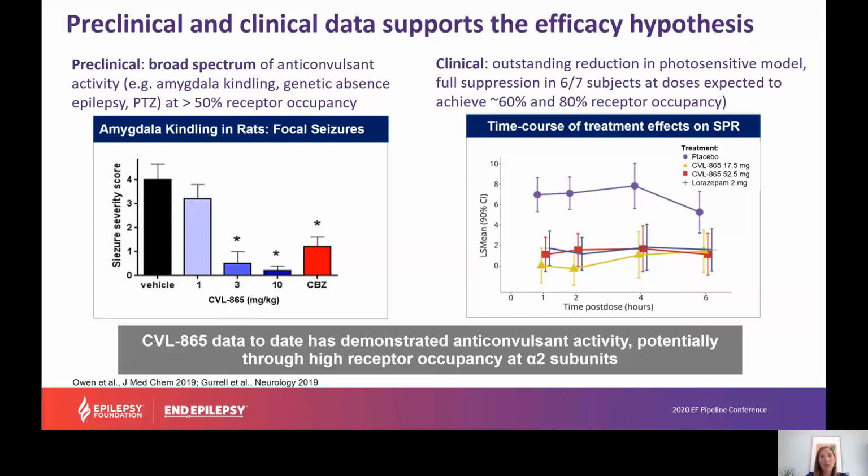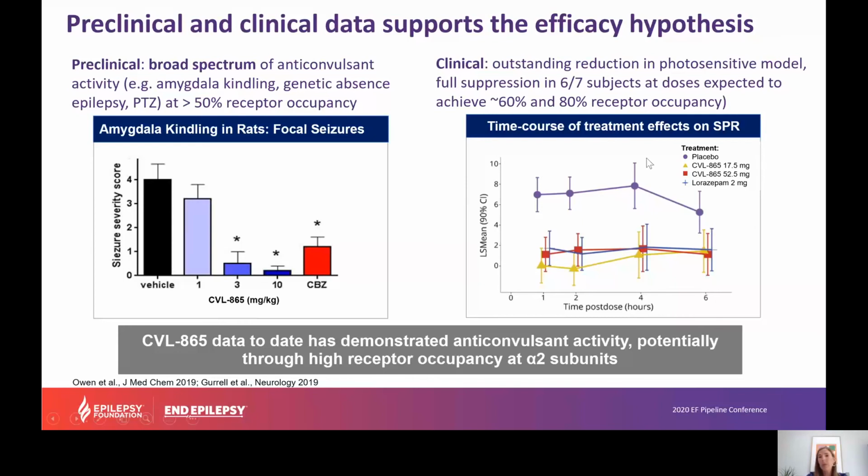On the right-hand side is data from a photosensitive epilepsy clinical trial, which was run a couple of years ago, and I presented previously at that meeting in detail about that study. In this study, we have subjects with photosensitive epilepsy, and this was designed as a crossover study. Subjects received either placebo, a low dose of CVL-865, which achieved around 60% receptor occupancy, a high dose, which achieved around 80% receptor occupancy, and lorazepam as a 2 mg dose as our positive control.